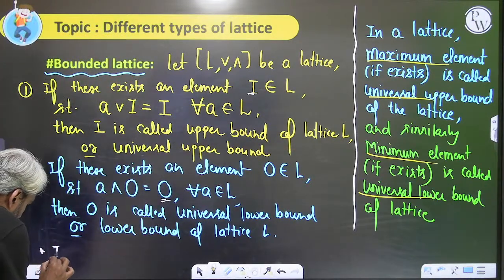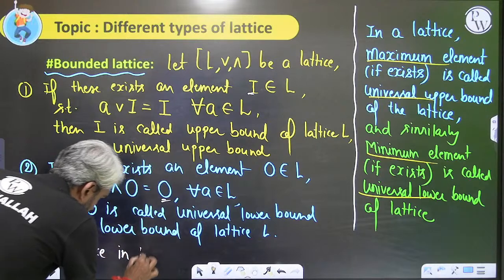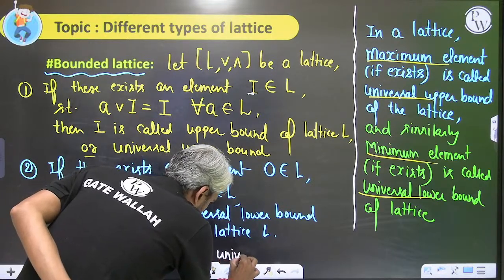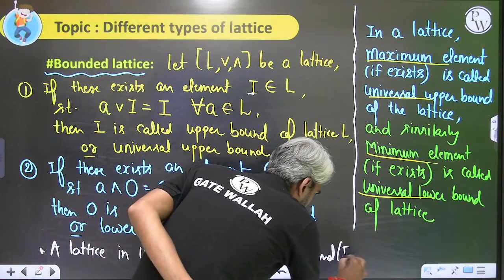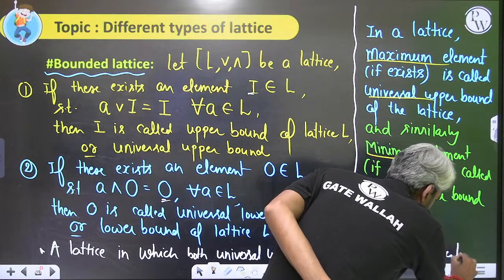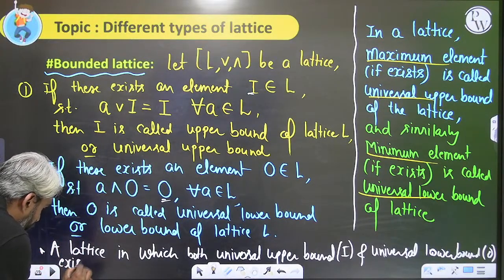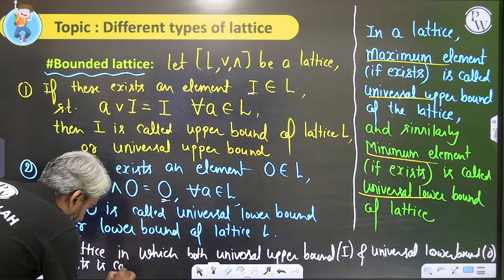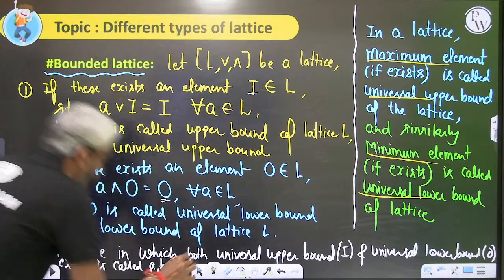So, a lattice in which both the universal upper bound I and the universal lower bound O exist, so universal upper bound and universal lower bound exist, is called a bounded lattice. It's called a bounded lattice.